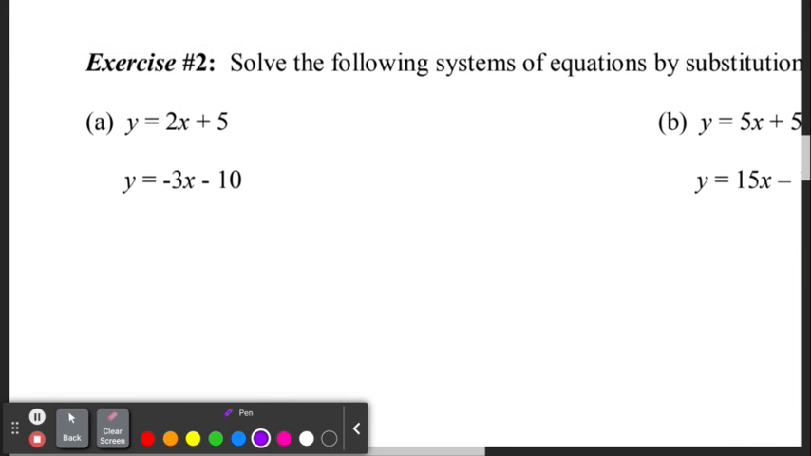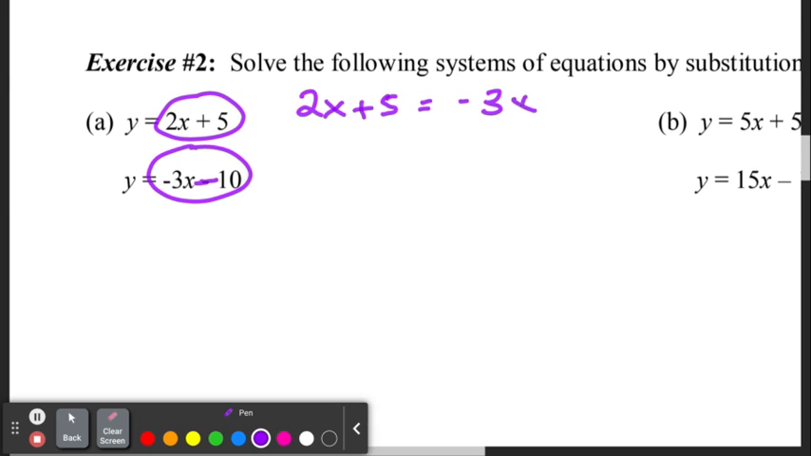Alrighty, so we're solving our system using algebra. We have y equals 2x plus 5 and y equals negative 3x minus 10. So I'm going to set these two things equal to each other. 2x plus 5 equals negative 3x minus 10. There's our equal to bar.